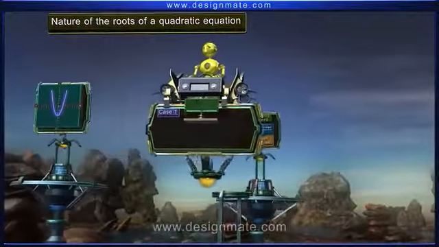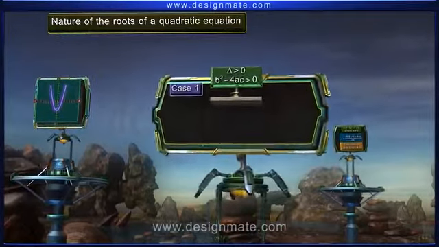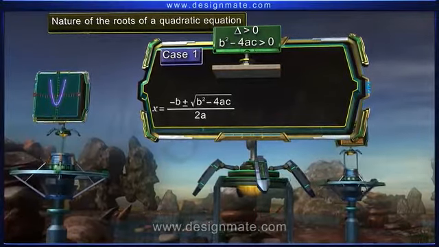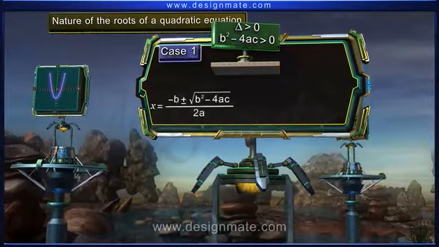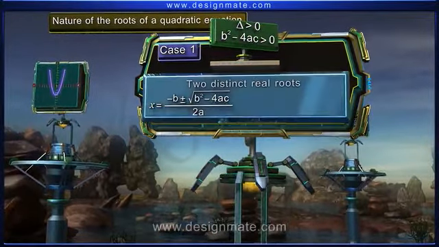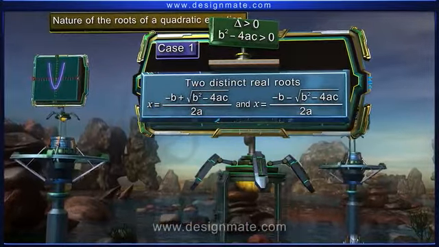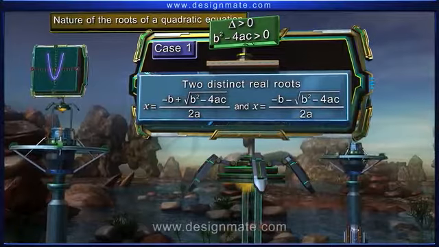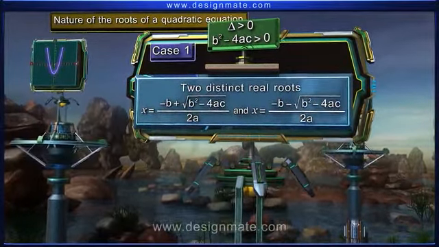Case 1. Delta is greater than 0. That is, b square minus 4ac is greater than 0. We have a positive number under the radical sign which will have a real non-zero square root. Since we are going to add and subtract the square root, we will get two distinct real roots given by x equals minus b plus root of b square minus 4ac the whole upon 2a and x equals minus b minus root of b square minus 4ac the whole upon 2a.